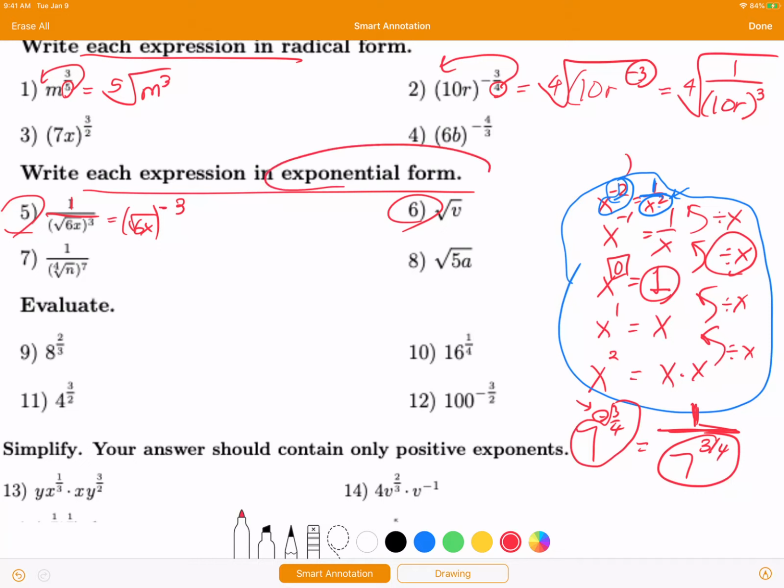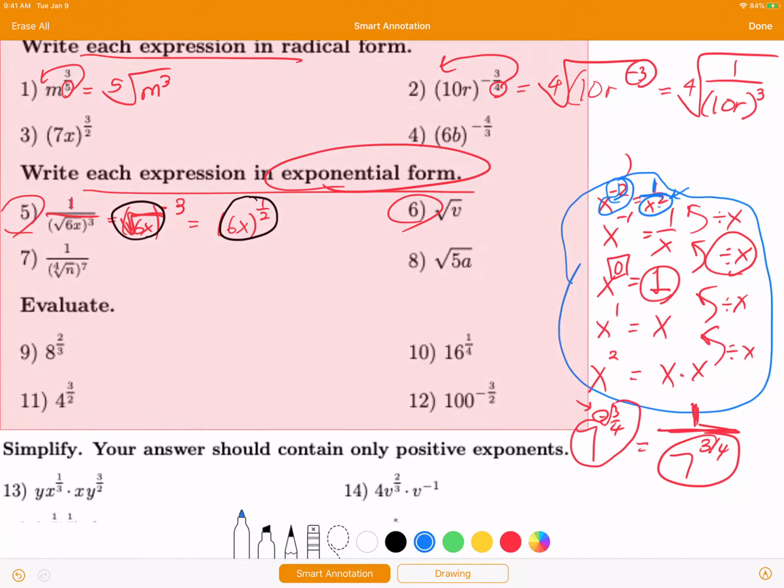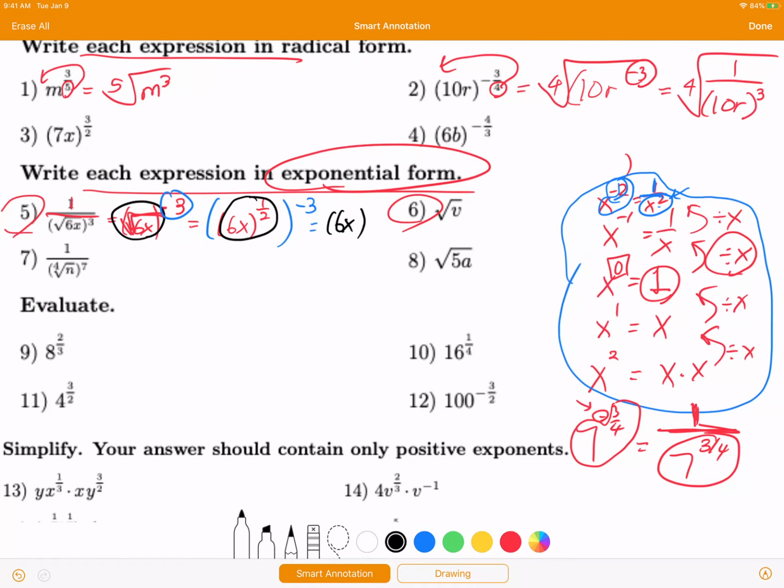But if I want to put it in an exponential format, I want to make sure that I get rid of this radical symbol too. So this radical symbol, I can rewrite it as 6x to the power of 1 half, okay? This thing becomes this thing right here, and then you have to put negative 3 right next to it. So my final answer therefore should become, in parentheses, do not forget about the parentheses, like I said, negative 3 over 2. That should be the answer.